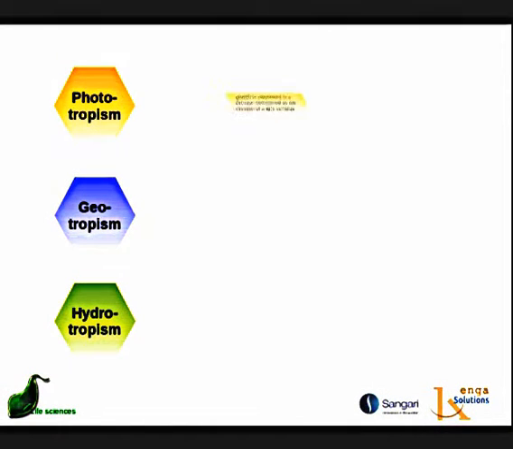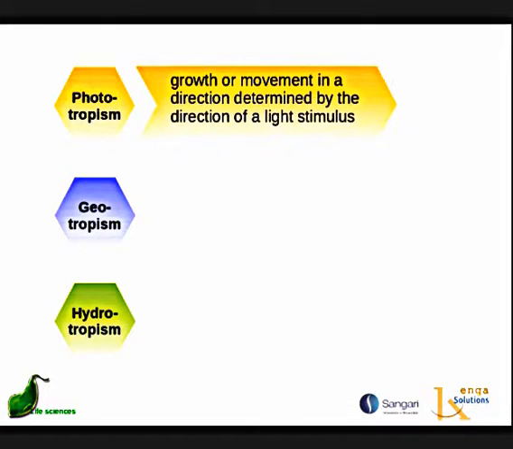Now, anyone who has ever grown plants near a window will have noticed that they lean towards the light. They lean towards the window where the light is stronger than the light inside the room. And this is called phototropism, the growth or movement that is determined by the direction of a light stimulus.